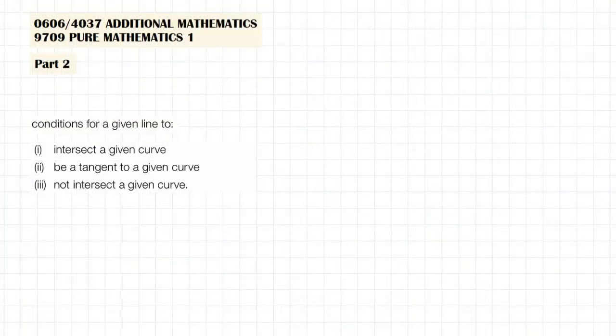Okay, let's now think about how a line and a curve can meet each other, right? And how does the discriminant help us solve situations like these? So look at this. The syllabus says conditions for a given line to intersect a given curve, be a tangent to the given curve, not intersect a given curve. So I'll show you the sketches, like what do they mean by these.